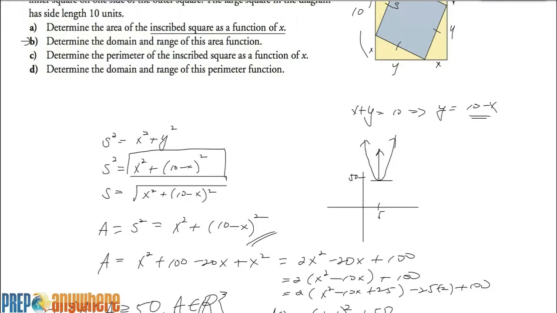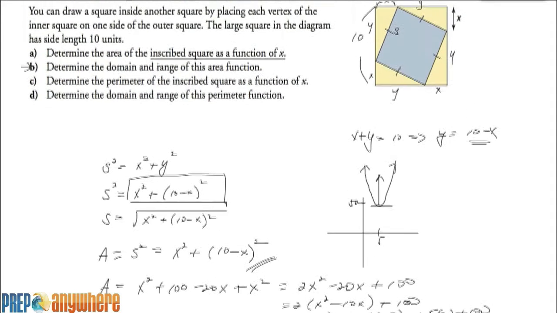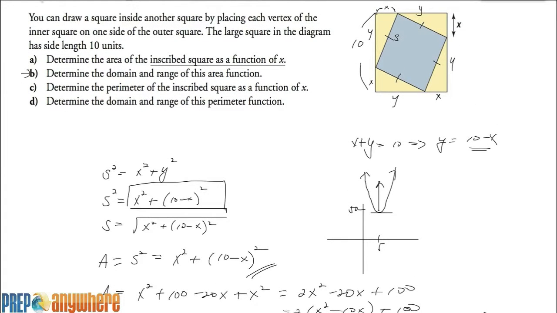It says C, determine the perimeter of the inscribed square. The perimeter is clearly 4s. So here's our s. It's going to be 4 times this square root expression.